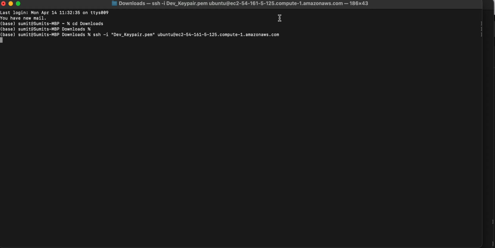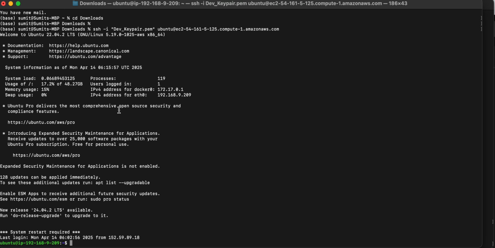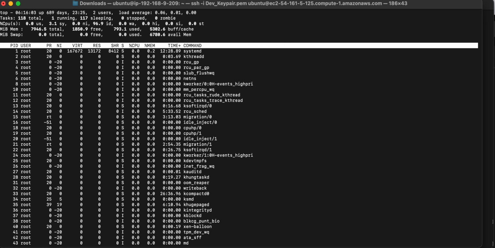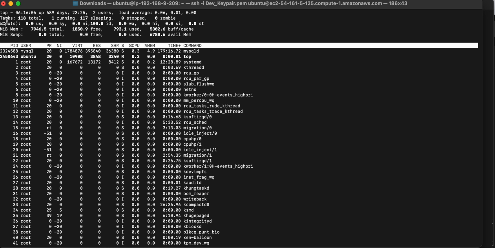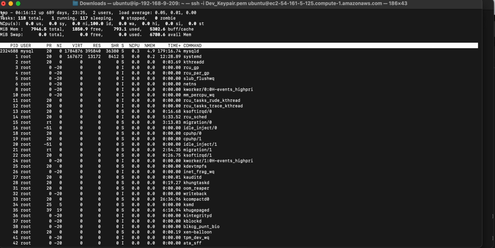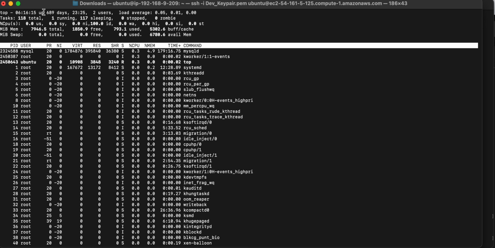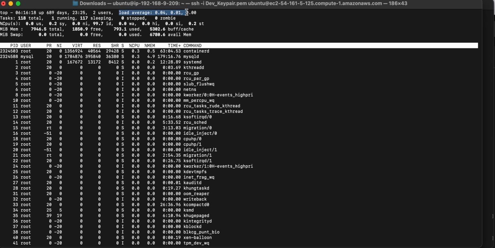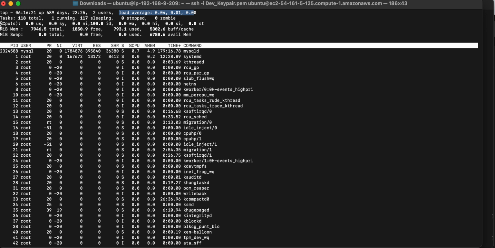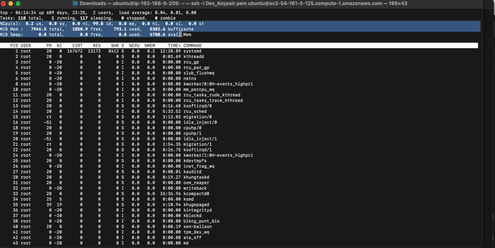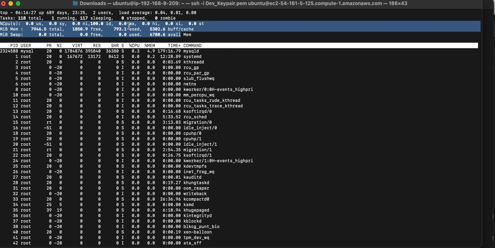So I'm connecting to that machine again. Okay, connected. Now I'm running the top command. So this is the output. Here, these are the details at the top, like for how many days this machine has been running, how many users are there, and how much average load there is. Then these are the CPU, memory and swap usage parts. I will come to this after this.